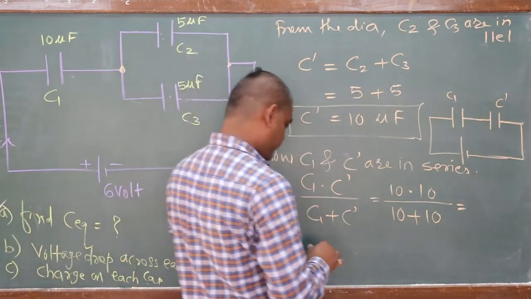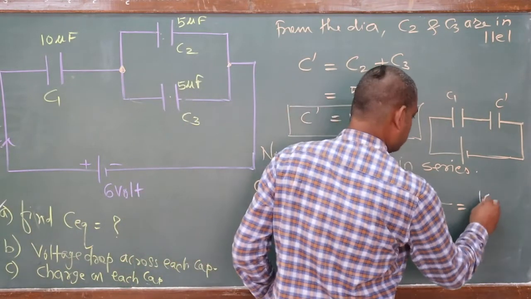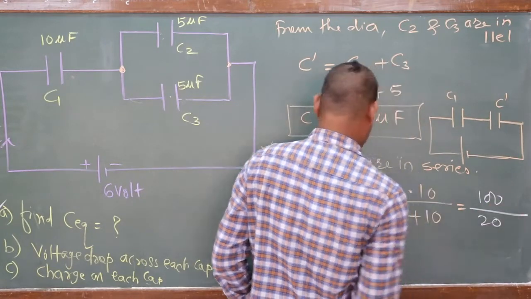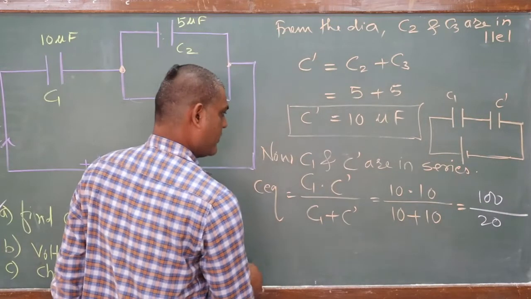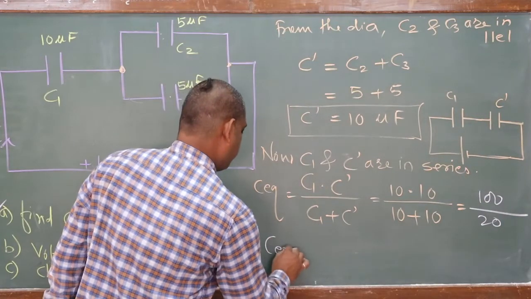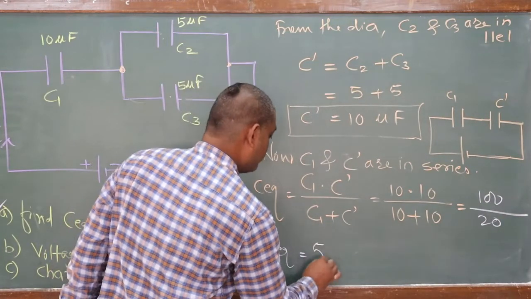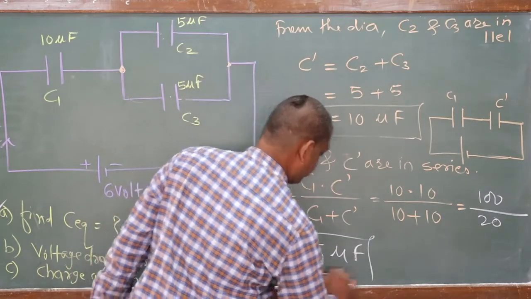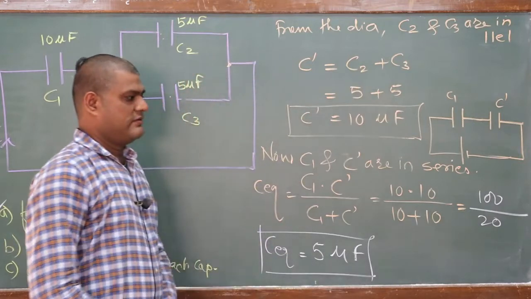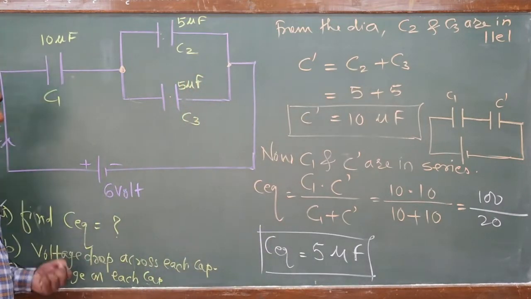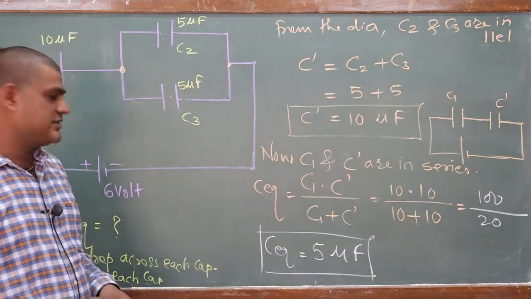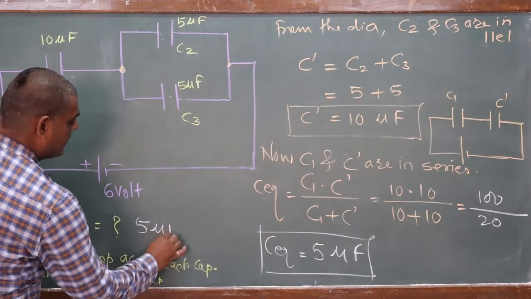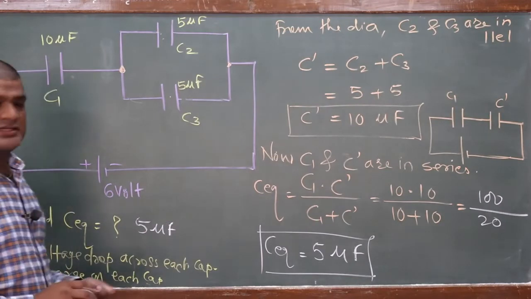Let us see what is happening over here. It is 100 divided by 20, so C equivalent becomes 5 microfarad. So this is your final answer for the C equivalent. It is 5 microfarad.